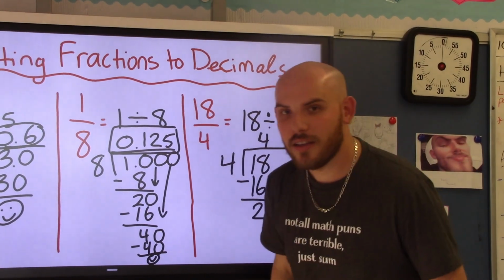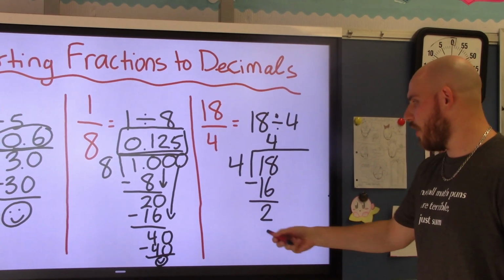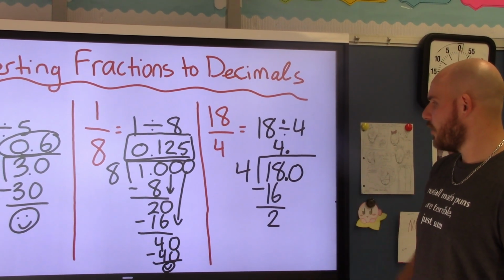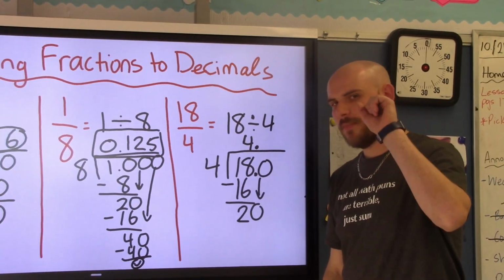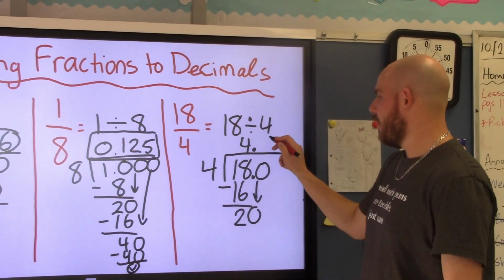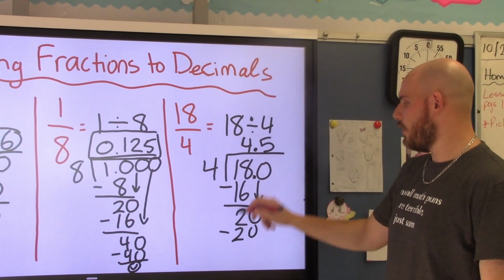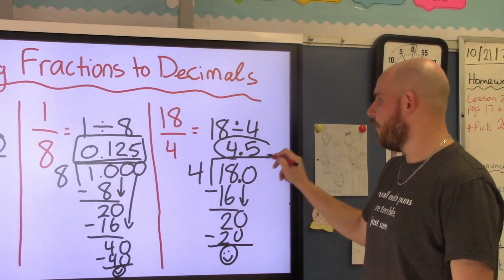Are we finished? No! We gotta wait till there's a 0 at the bottom. So we add our decimals, and we bring down the 0, and how many times does 4 go into 20? 5 times. So we put a 5, and we subtract 20, because 4 times 5 is 20. And we're all done. And we get 4.5.